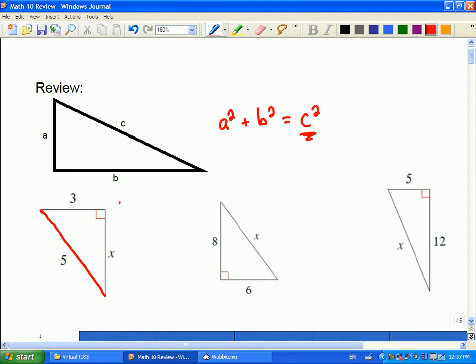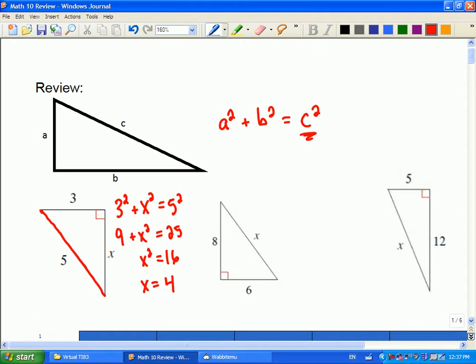Okay, so the way this would go is it would be 3 squared plus x squared is 5 squared. So that means 9 plus x squared is 25. So x squared is 16. Okay, so 4 is the number we were looking for.